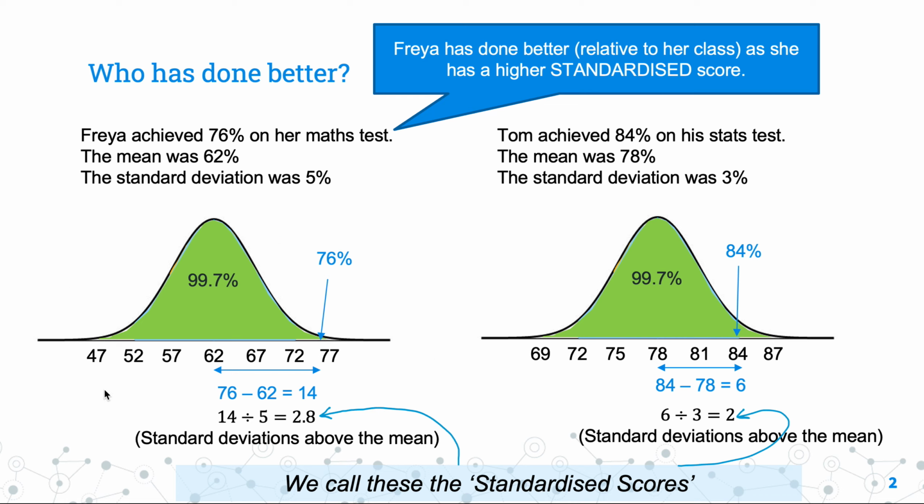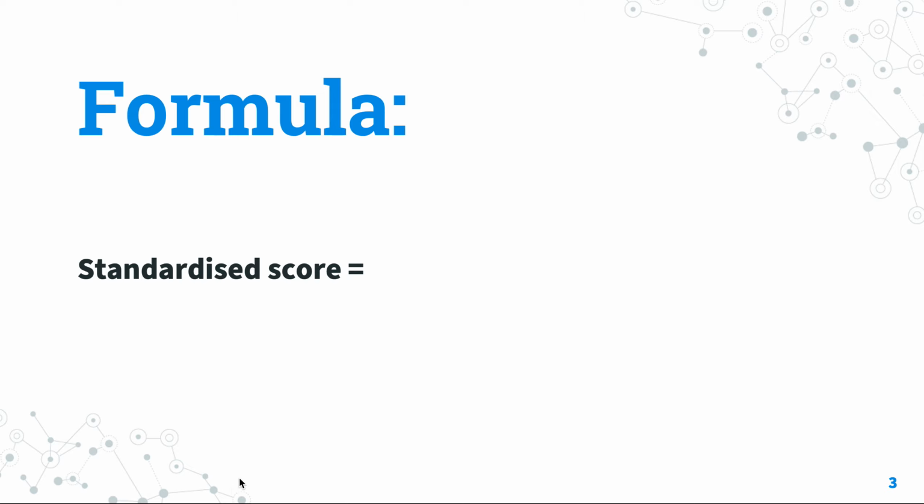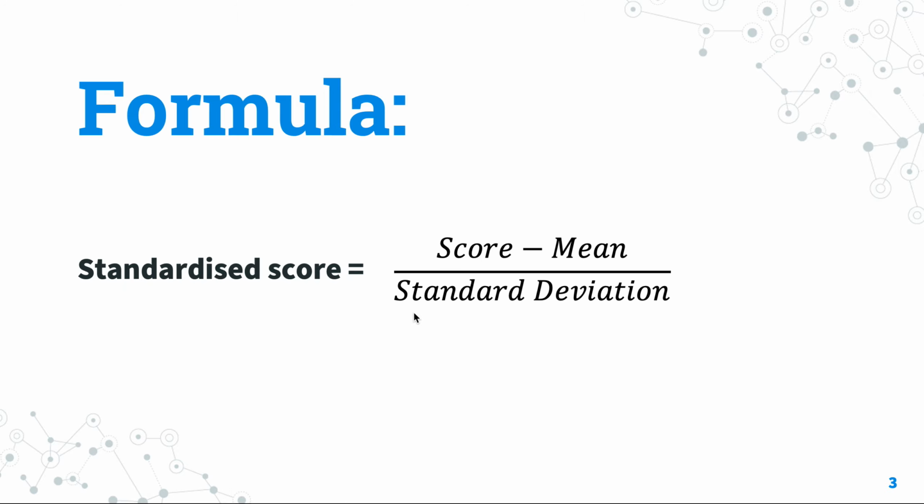Now you don't have to draw this diagram every time and do all of this. There is a formula and it just incorporates the things that we've done here. We took the score, we subtracted the mean, and then we divided that by the number of standard deviations. Okay, so unsurprisingly, that's what's in the formula. So the standardized score is the score minus the mean divided by the number of standard deviations. And that just tells us how many standard deviations above or below the mean their score was.